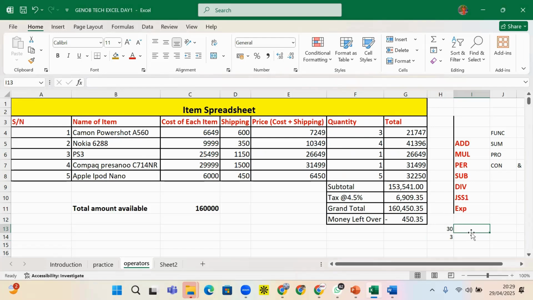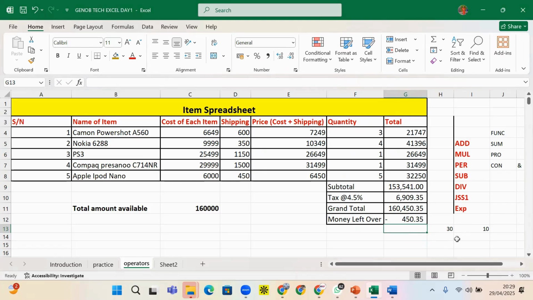So instead of saying equal to 30 divided by 3, definitely it will give us an answer, which is 10. But this cannot reference something else. Let me say I have this 30 divided by 3, and down here or somewhere else. Let me put it this way. You see, even when I delete it, the 10 is still there.